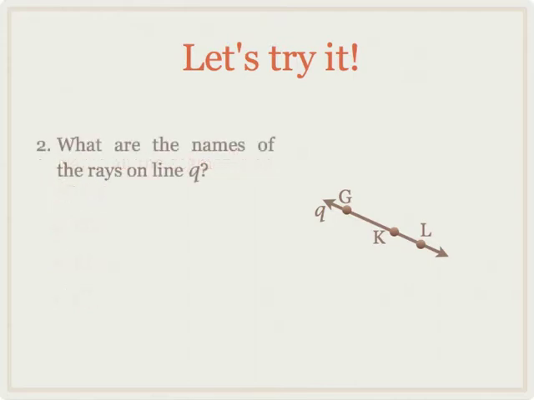What are the names of the rays on line Q? The first ones we can think of starting at G. If they start at G, then from G to K, so ray GK, which can also be called ray GL. Then if we look at the other end, at point L, then we can say ray LK or ray LG. They are the same ray. And then if we look at the middle, ray KG and ray KL are the third and fourth rays in the figure.